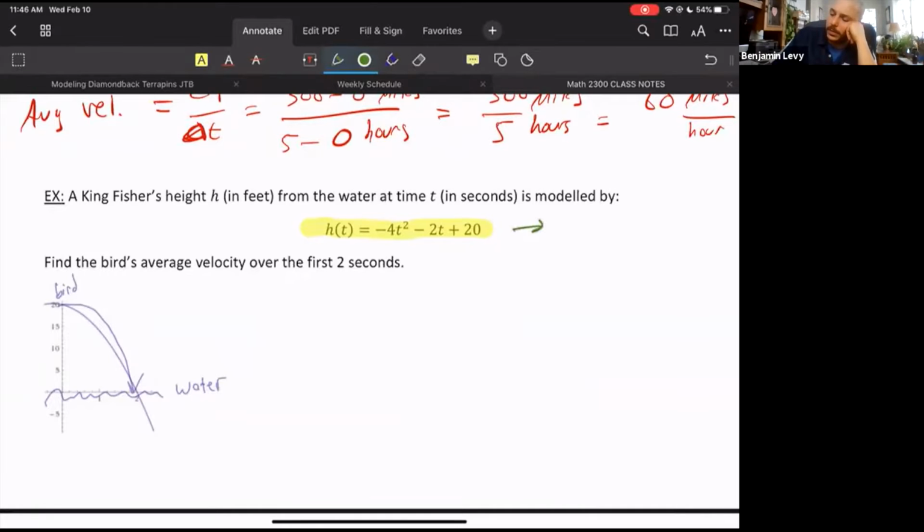And so we want to use that. So we want to do average velocity. We want to do the change in position over the change in time.